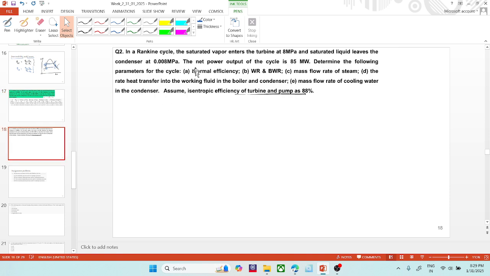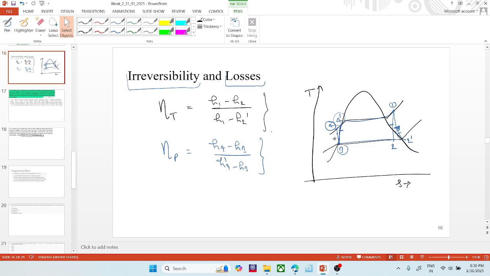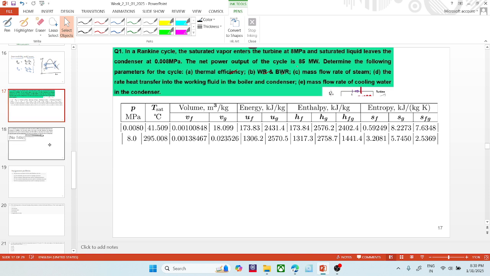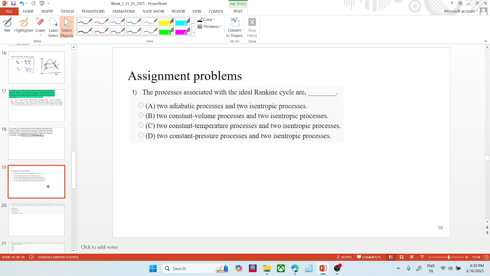And here they have introduced the isentropic efficiencies of the pump and the turbine. So you have to use this formula and calculate the H1, H2 dash, H3 and H4 dash. And if you face any problem, you can mail me. I will provide you the solution or we can discuss in the next session.